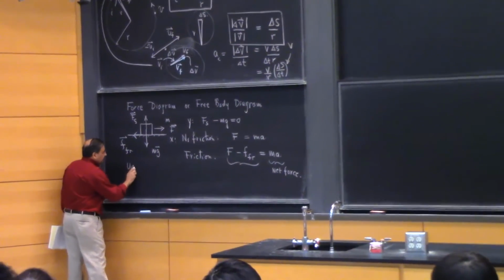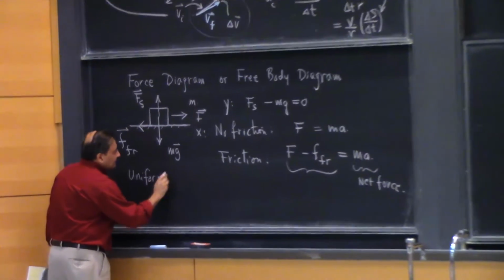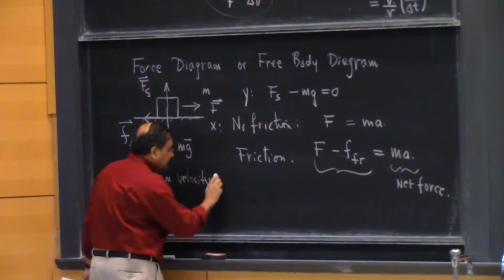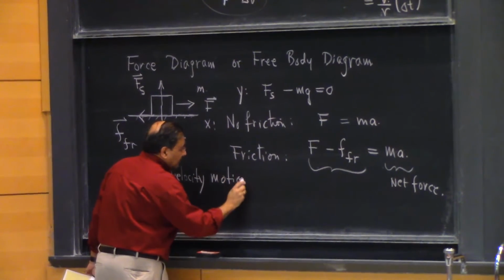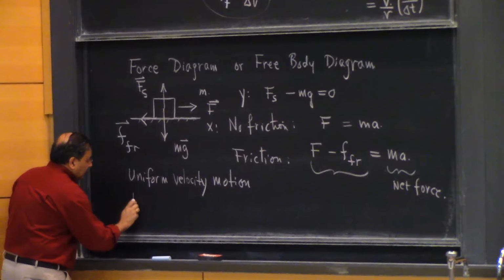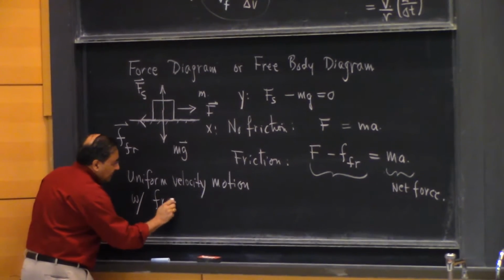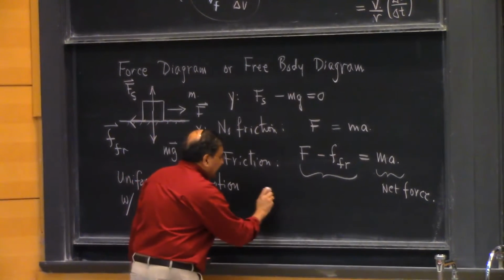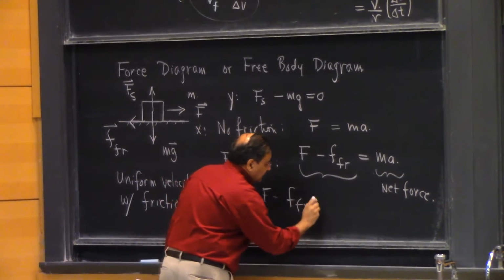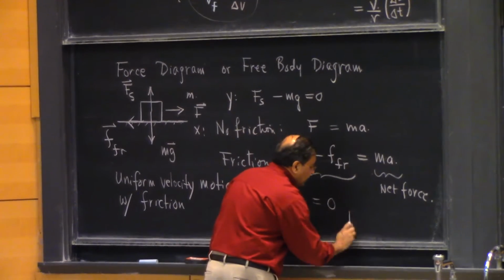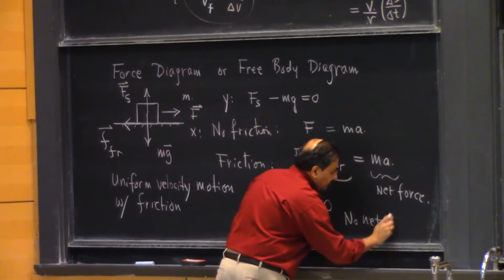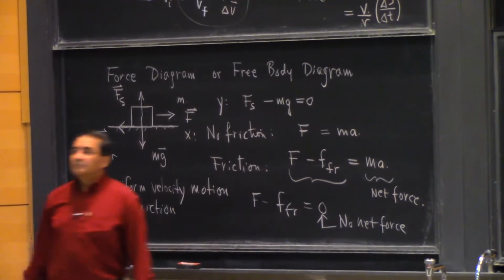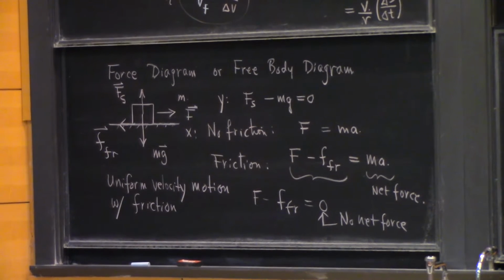So uniform velocity motion, of course uniform velocity can be 0 also, with friction actually gives you F minus F friction equal to 0. So there is no net force. No net force because it is moving at uniform velocity and your acceleration is 0.